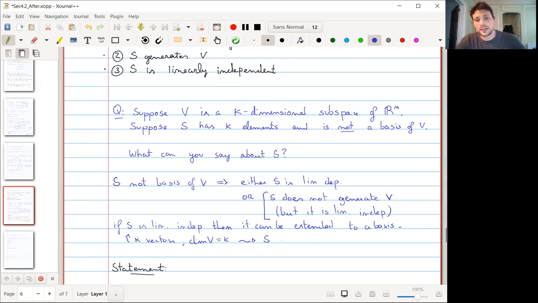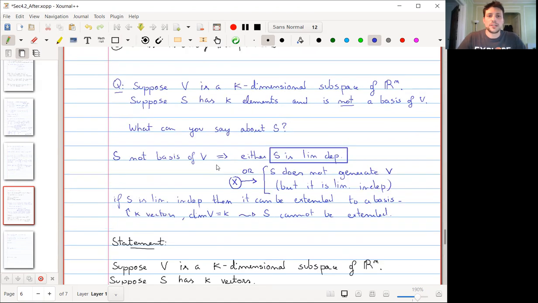So S cannot be extended by dimension reasons. In other words, by this argument here, we must exclude this possibility. So the only possibility that is left is that S is in fact a linearly dependent set.